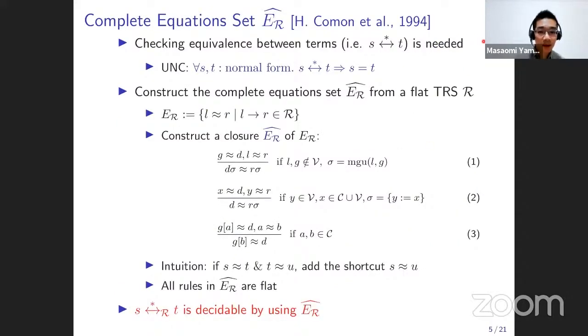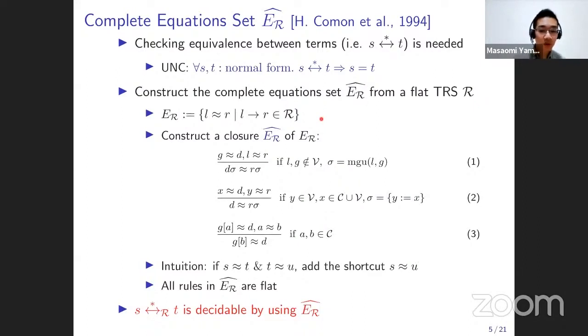In this slide, I explain how to check the equivalence between terms. Checking equivalence between terms is needed to decide UNC because of the definition of UNC. The definition of UNC is: if normal forms s and t are equivalent, then s and t are the same term. As you can see, the definition of the UNC property is strongly related to equivalence between terms. To address this, the complete equation set E_R-hat is very useful. We can construct E_R-hat from a flat TRS R according to the following procedure.